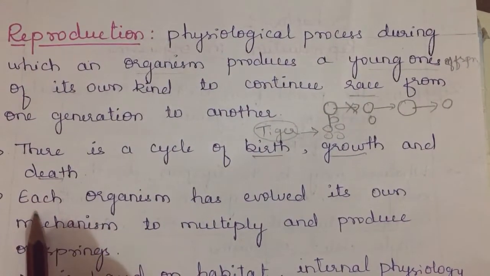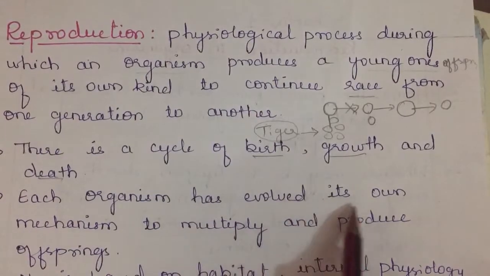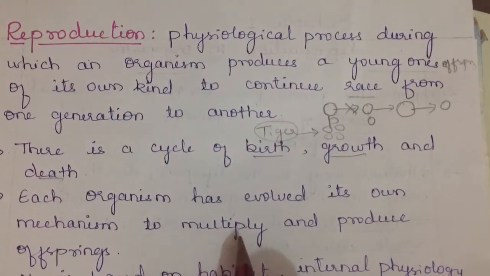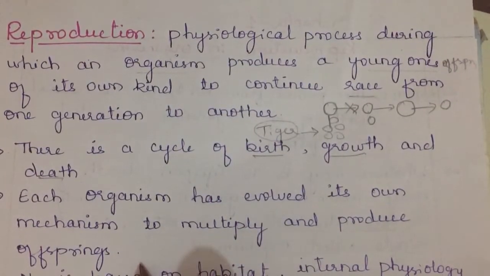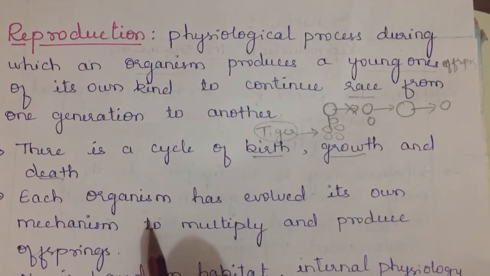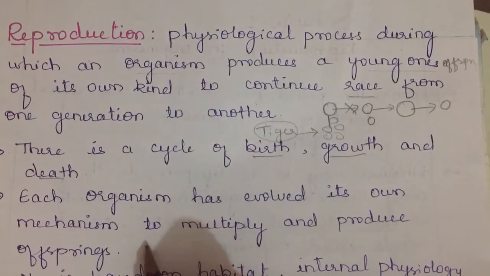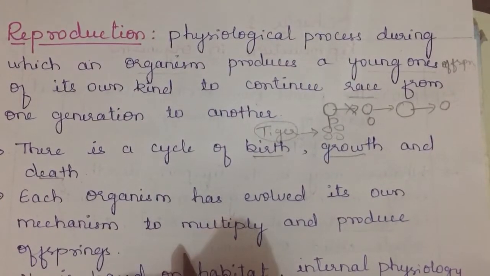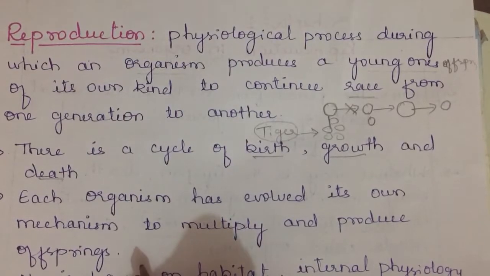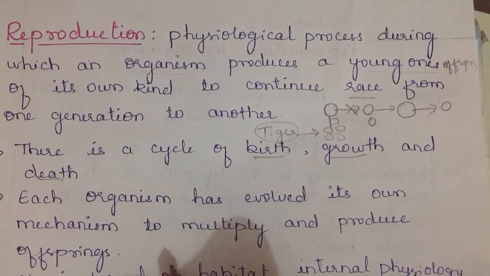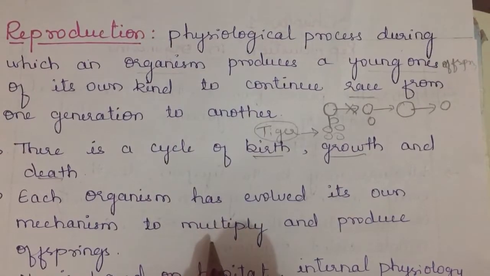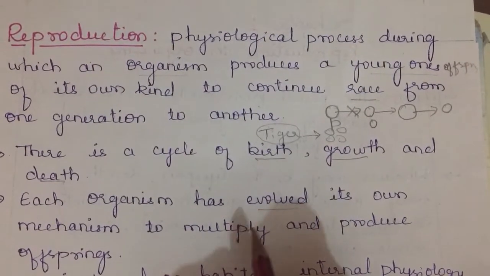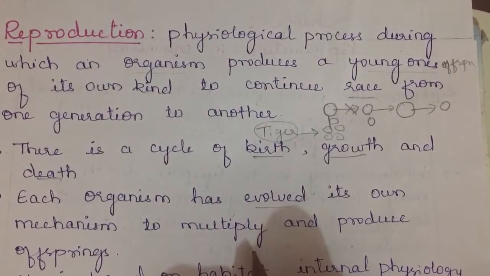The next point we have here is that each organism has evolved its own mechanism. Every organism has its own different mechanism to multiply or reproduce offspring. What does this sentence mean? Every organism has a different method of reproducing its offspring. Like birds, they lay eggs. Like human beings, they give birth to young ones. Like tigers, they give birth to young ones. So we have different methods of reproduction, which were formed during evolution. They have undergone a lot of changes to have different methods of reproduction.